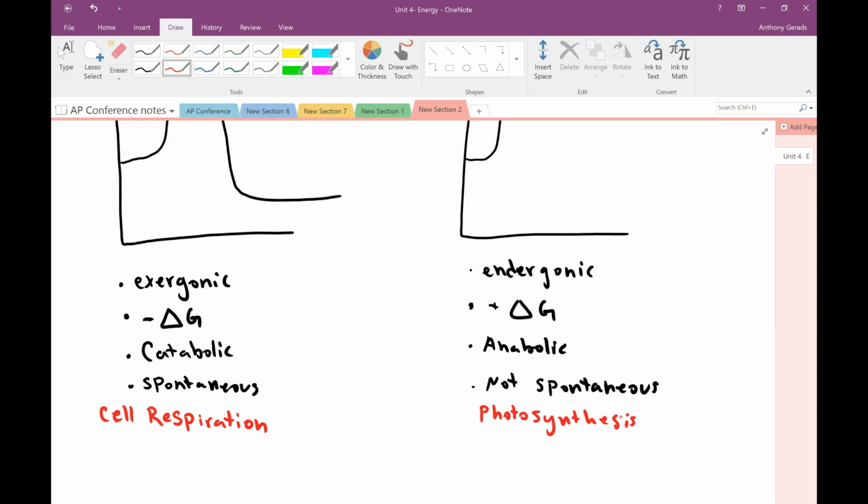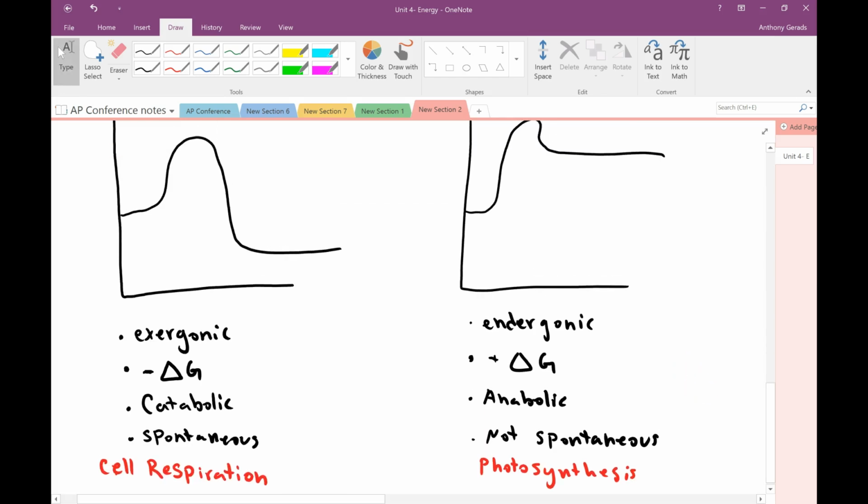Any questions on this? Why did you write those two in different colors? Just because it's an example of a process that does that. Okay. So this would be like if I were to give you a diagram and say, which does this diagram represent, photosynthesis or cellular respiration? This one represents cellular respiration. But cellular respiration isn't the only thing that could look like that.